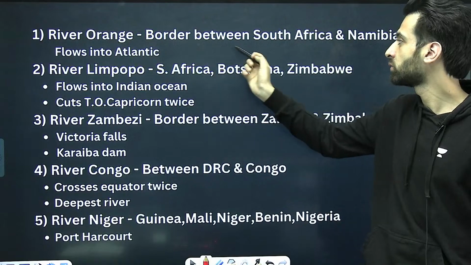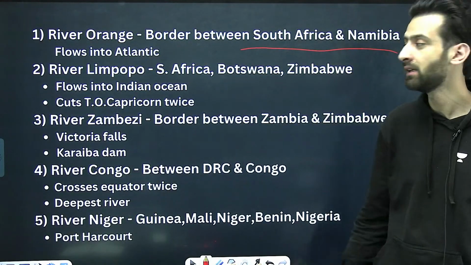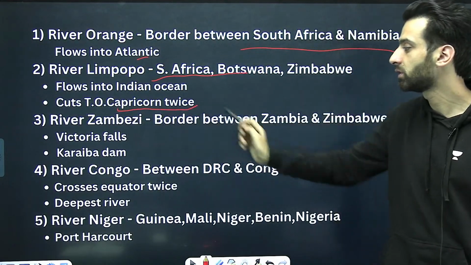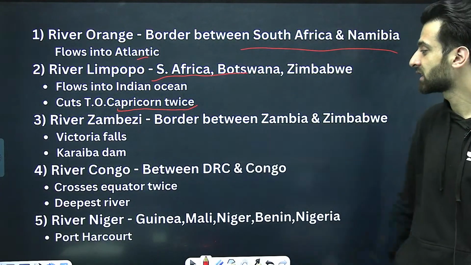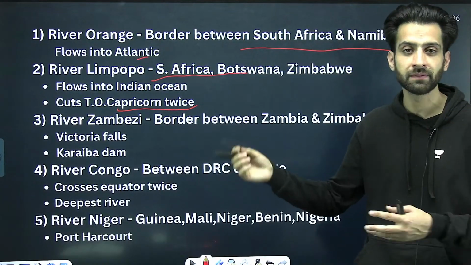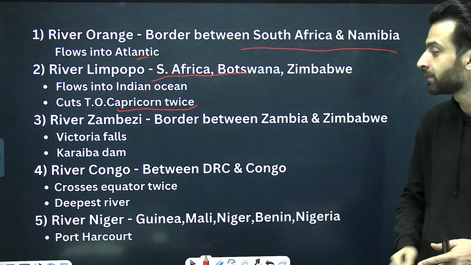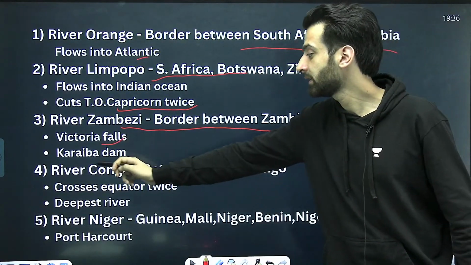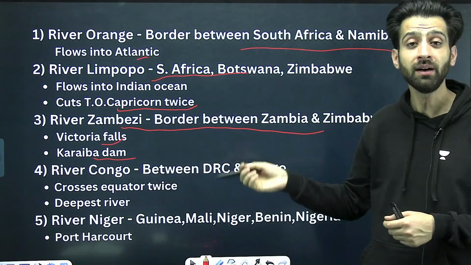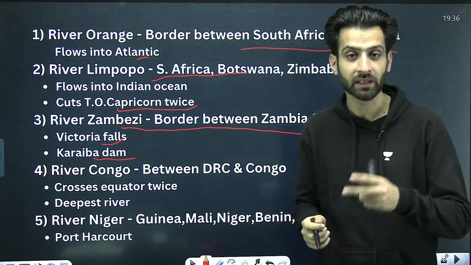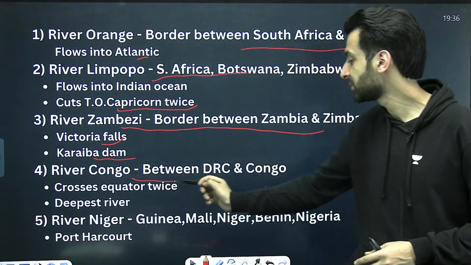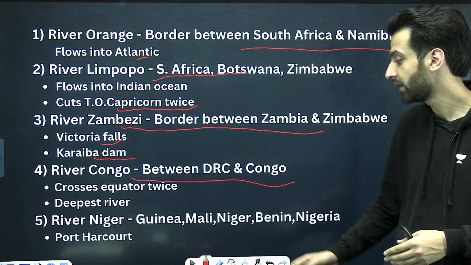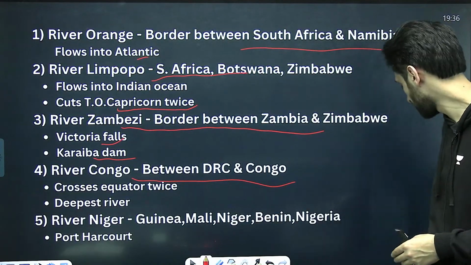So River Orange, as I told you already, is a border of South Africa, then goes into the Atlantic. Limpopo again, you will find it cuts the Tropic of Capricorn twice. If you don't remember anything, just take a screenshot of this so that you can remember. This is a brief summary of everything that we have learned up until now. Then you have Zambezi, Victoria Falls, and Kariba Dam. As I told you, the Kariba Lake was the artificial lake that I already mentioned. Then you have Congo, between DRC and Congo, crossing the equator twice. It is the deepest river, I mentioned it already. Then you have River Niger, Port Harcourt, as I already told you.